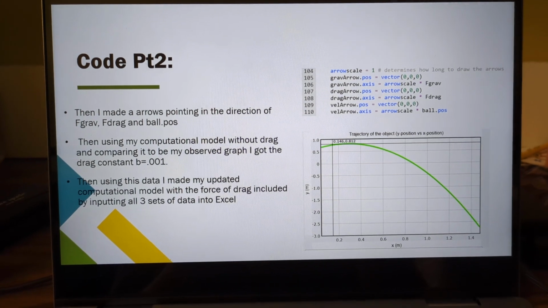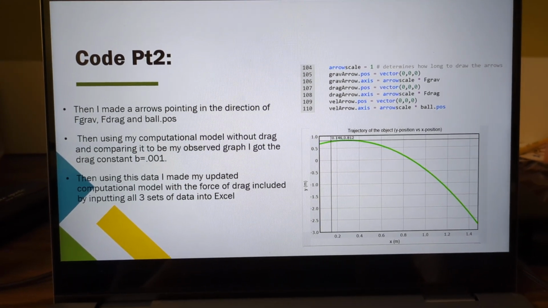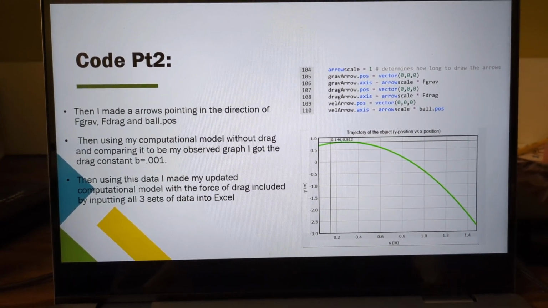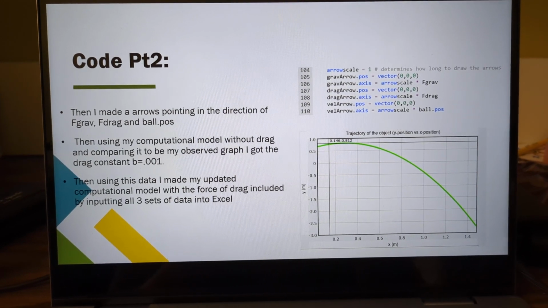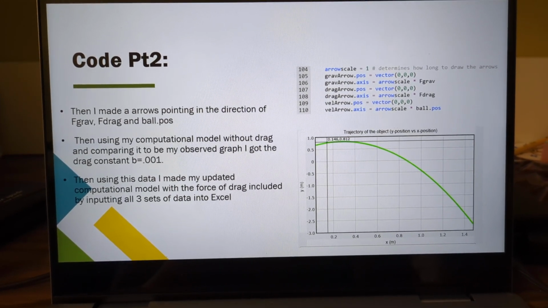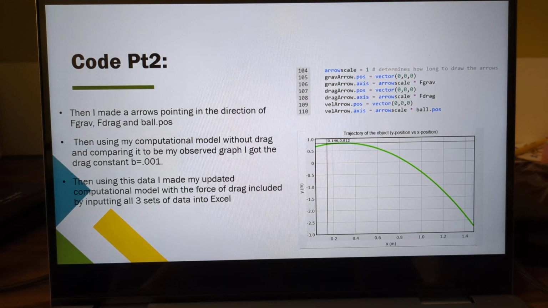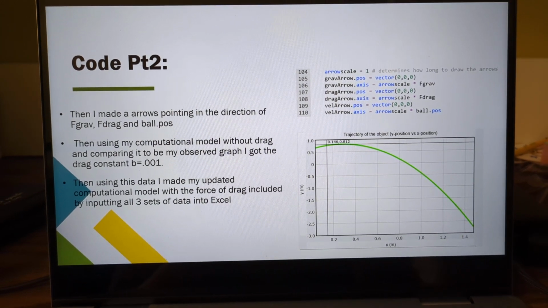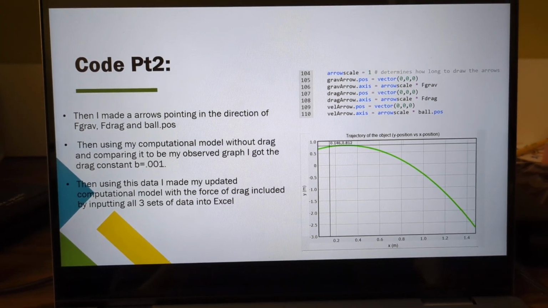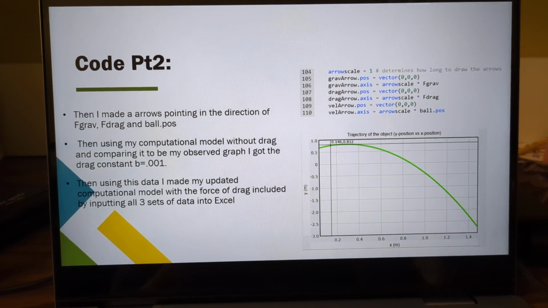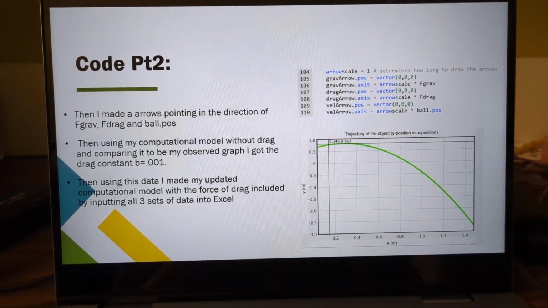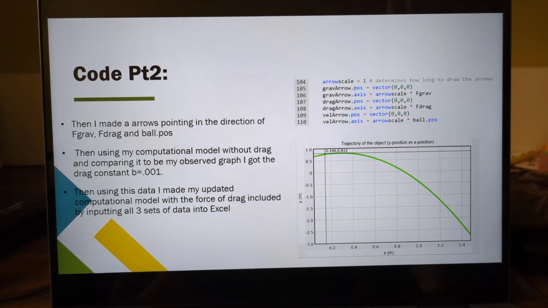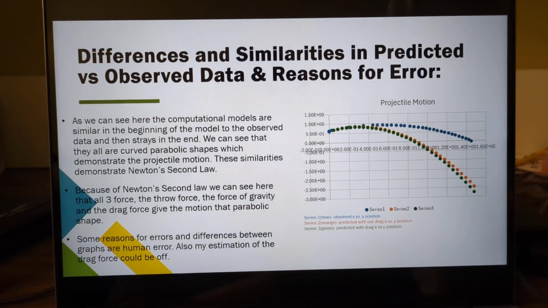Then I made arrows pointing in the direction of F gravity, F drag, and the ball position. Then using my computational model with drag and comparing it to my observed graph, I got the drag constant b equals 0.001. Then using this data, I made my updated computational model with the force of drag included by inputting all three sets of data into Excel.